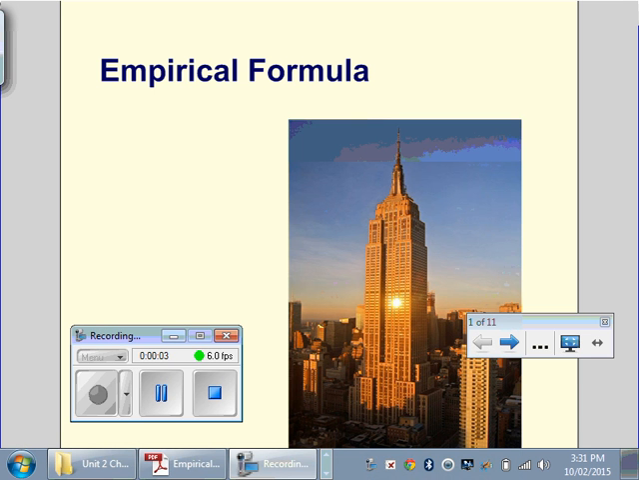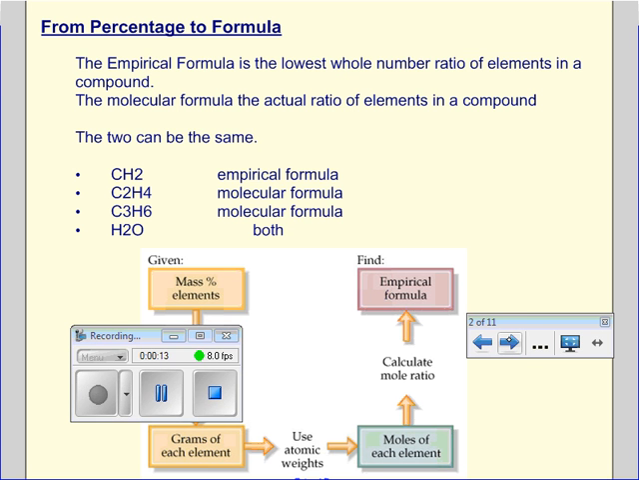In today's lesson, we're going to take a look at empirical formula, and we're going to see how we can use mass composition to try and derive our empirical formulas. Now, the empirical formula is the lowest whole number ratio of elements in a compound, and usually it is derived through an experimentation or some sort of data collection.